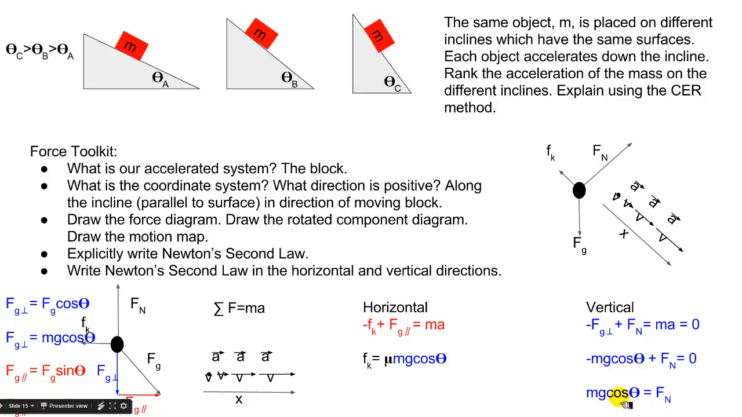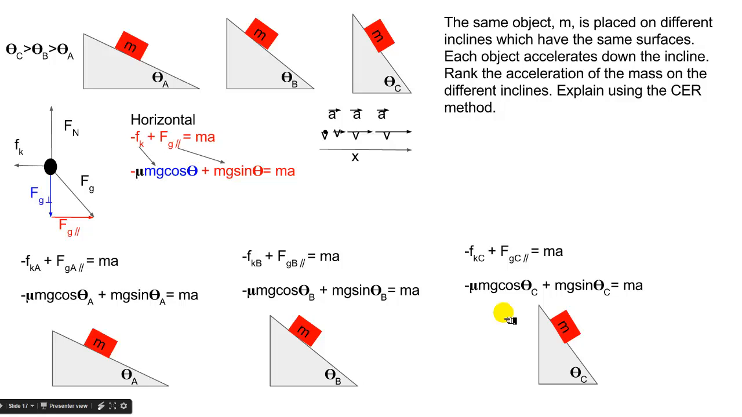Since the normal force is mg cosine theta, I can plug it into the kinetic frictional force for the normal force, and I get that equation right there. If I plug my parallel equation from right here into there, I get this entire equation for the horizontal, and I can solve that for the acceleration. Now, if we look at the general case, the equation would look like this in all 3 situations. But if we look at it for each situation where we plug in the value of the angle, notice that everything is the same except for the angle.